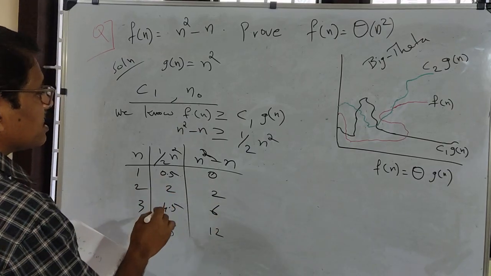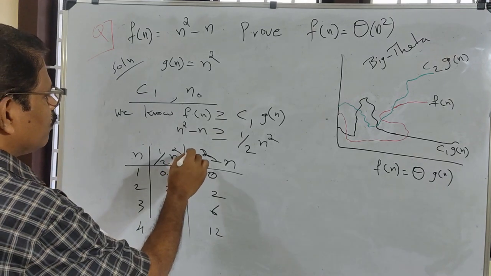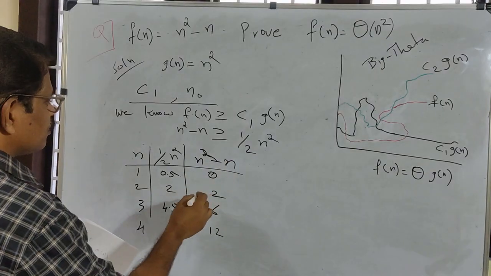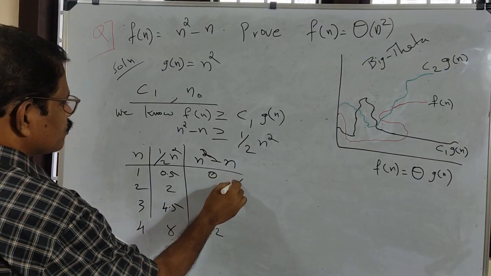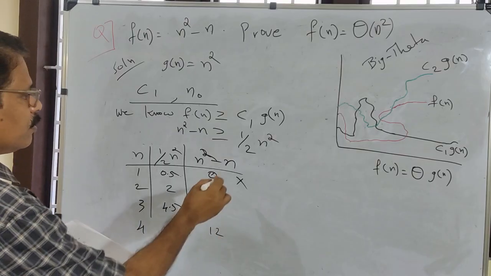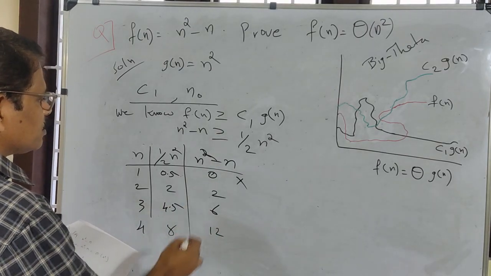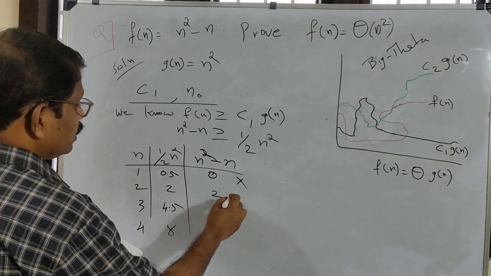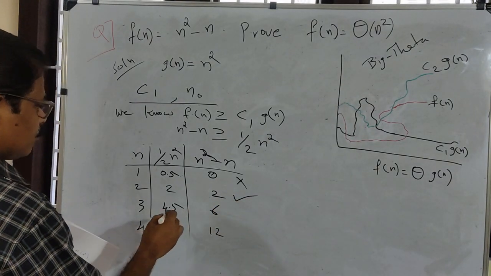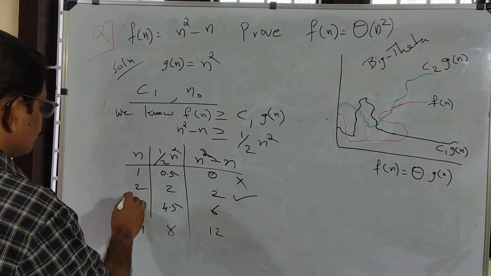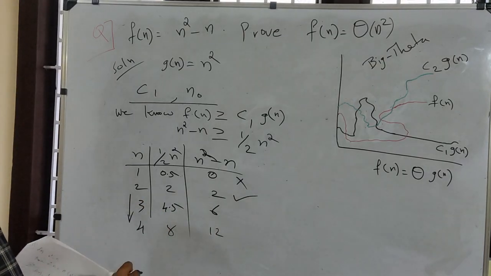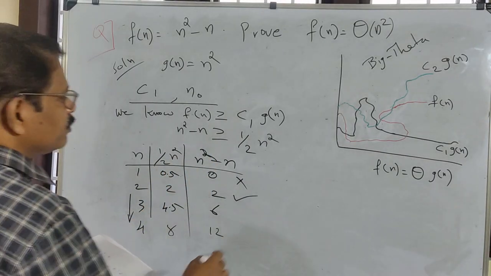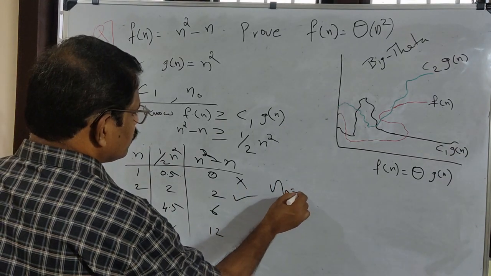Okay, here you can see our condition n square minus n greater than half n square. This is wrong when n equal to 1, this condition is wrong, and when n equal to 2, they are equal. Okay, and for all values greater than 2, this inequality is satisfied. So n0 is equal to 2.